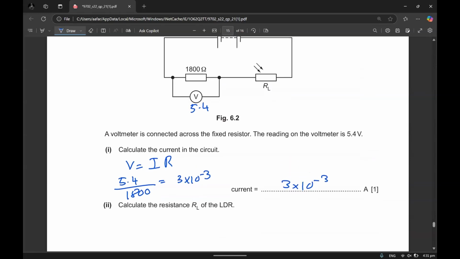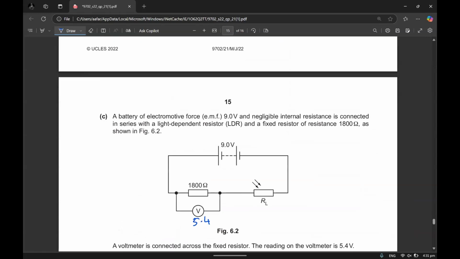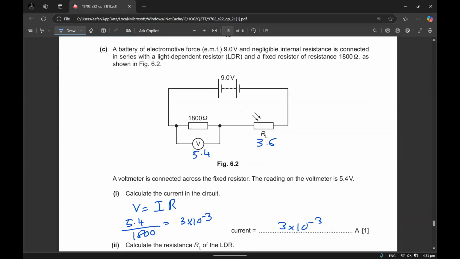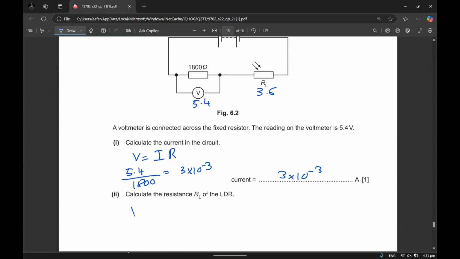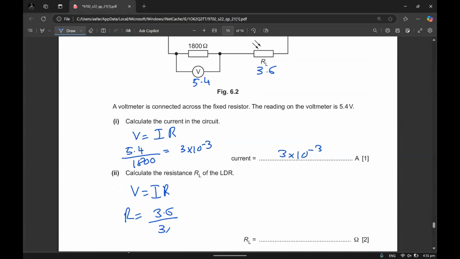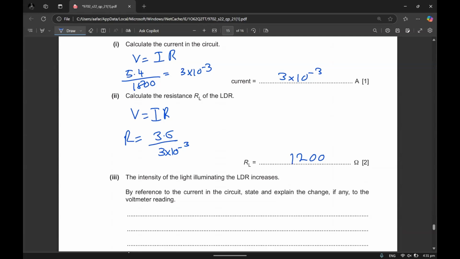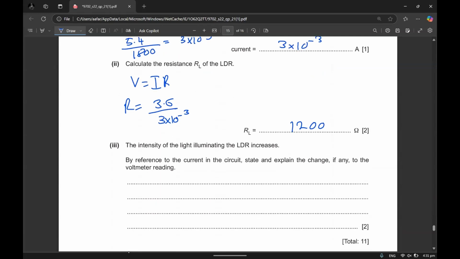Calculate the resistance RL of the LDR. Okay, so both resistors are in series. This is getting 5.4 volts, so that means RL will get 9 minus 5.4, which is 3.6 volts. And we figured out the current in the wire, so from there we can calculate the resistance. Voltage is 3.6. Current it gets is 10 to the power negative 3. So resistance is 1200 ohms.